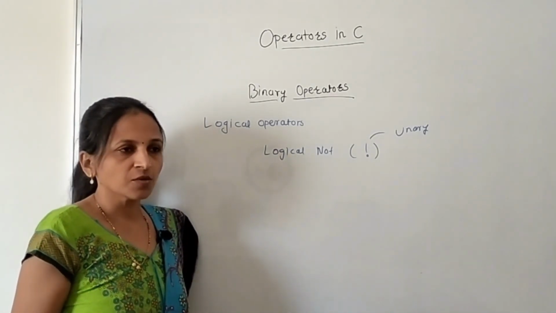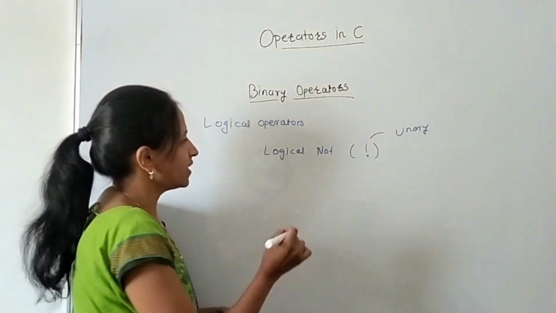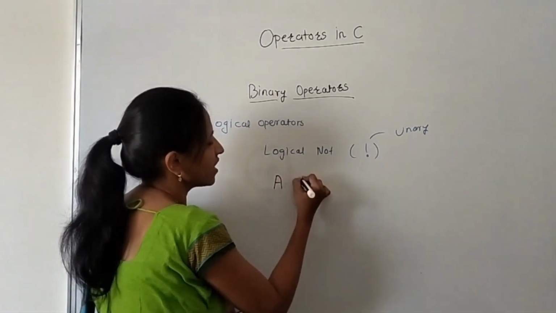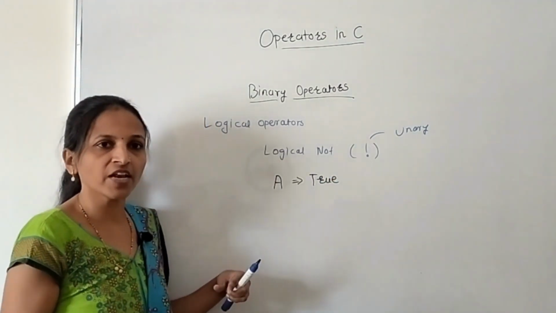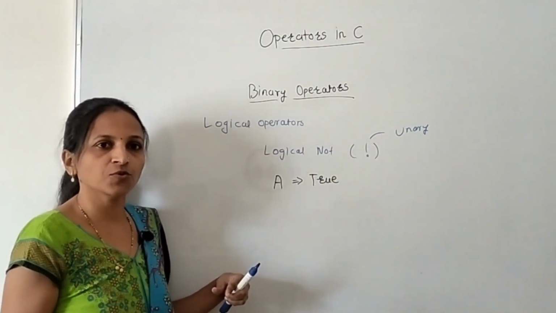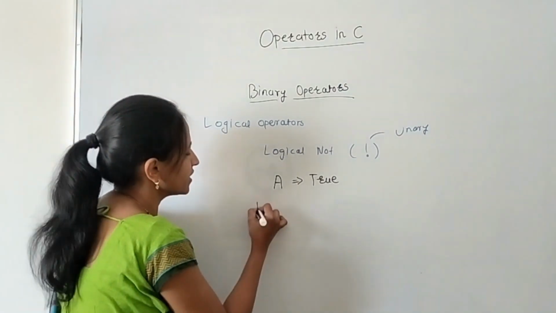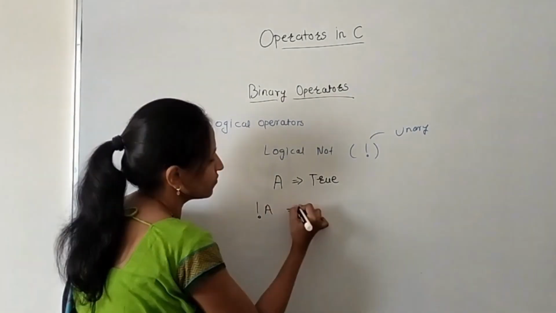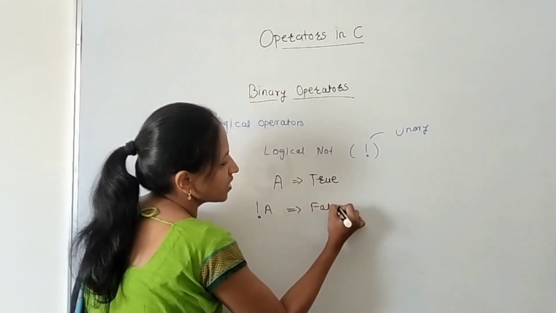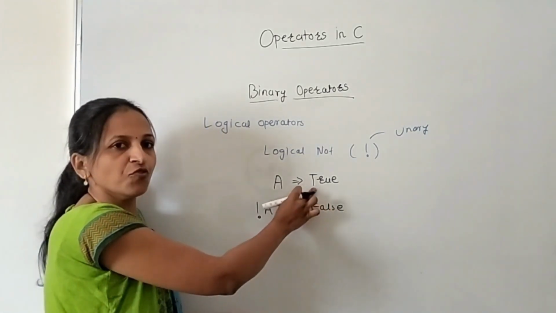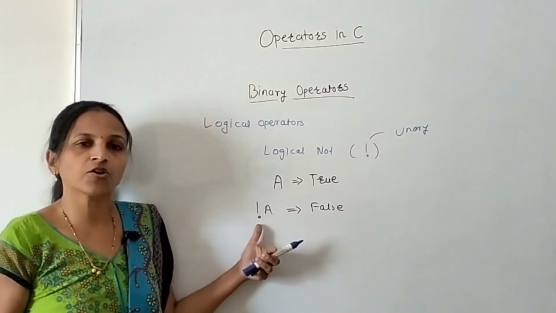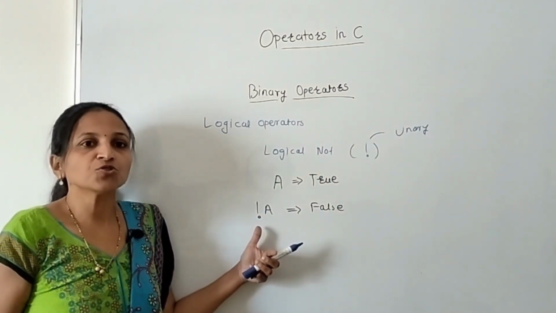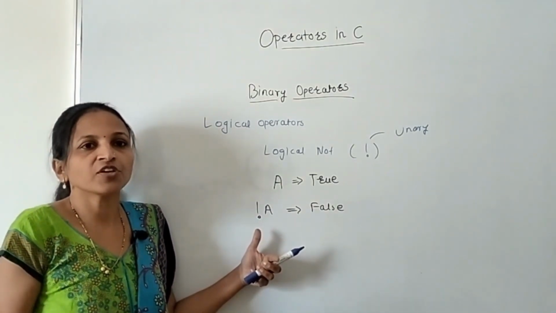Means what? Suppose A is an operand having value true, means having a non-zero value. And suppose we write negation A, the result will be false. If initially it has value false, the negation of A will be true. This is the logical NOT operator. This is used to reverse the value of the operand.